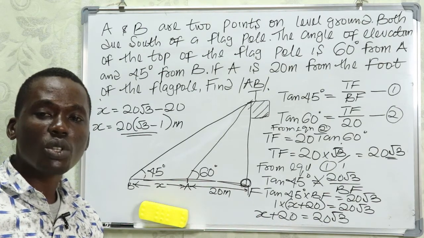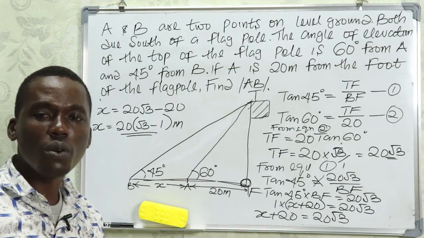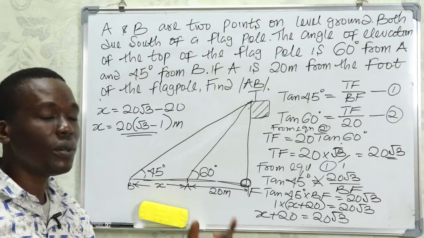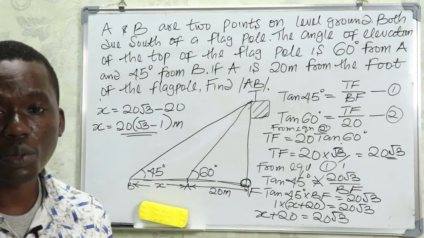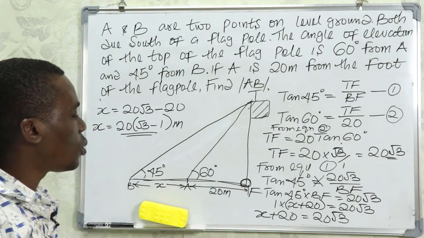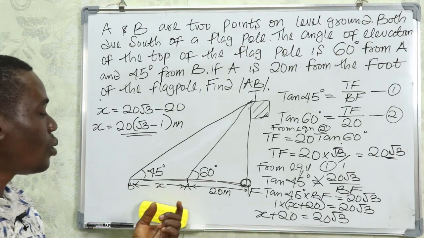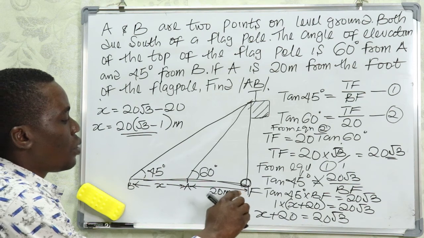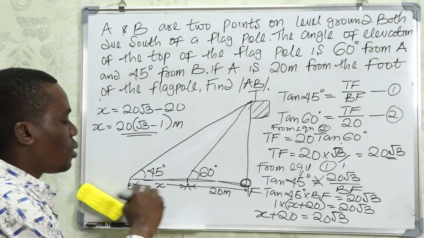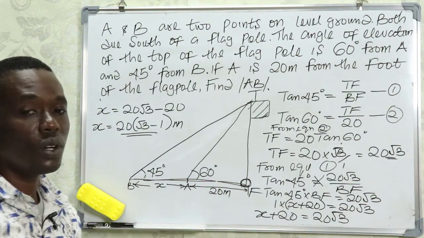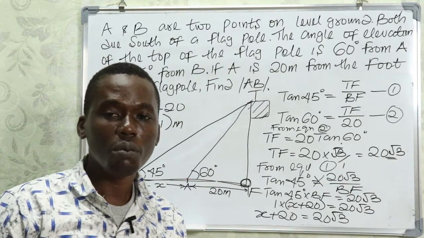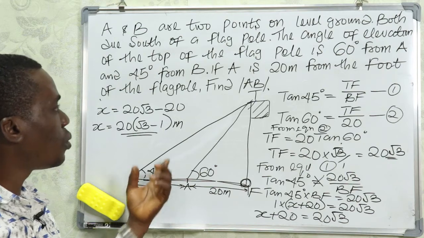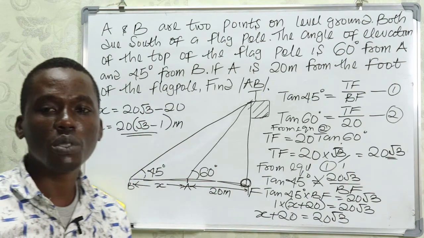So you see, solving questions on angles of elevation and depression is very important and it's very easy. All you need to do is to know how to go about drawing the diagram. Don't make the mistake of putting your A here before B. If you put your A here before B here, you are going to make a drastic mistake, because this angle is 60 degree while this is 40 degree according to the question.